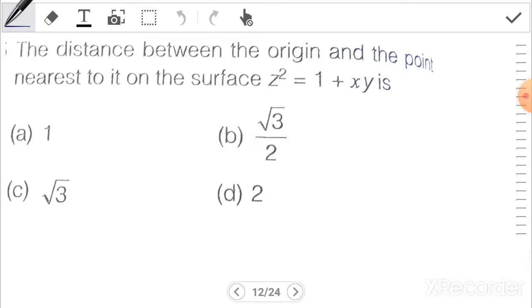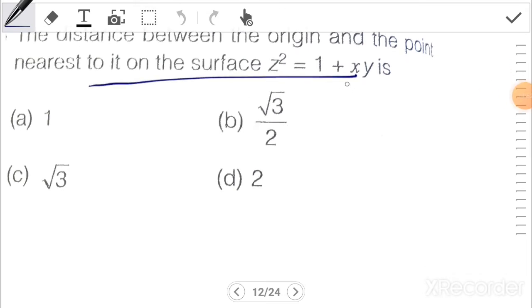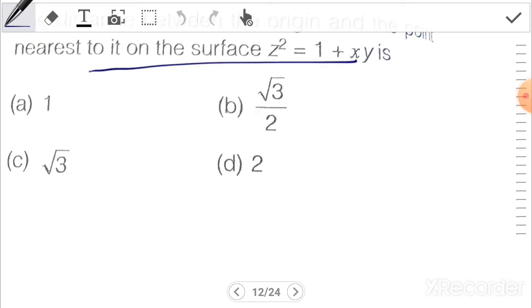Okay, the distance between the origin and the point nearest to it on the surface z square is equal to 1 plus xy is. Surface is given as z square is equal to 1 plus xy. So let P x y z be the nearest point to this surface.